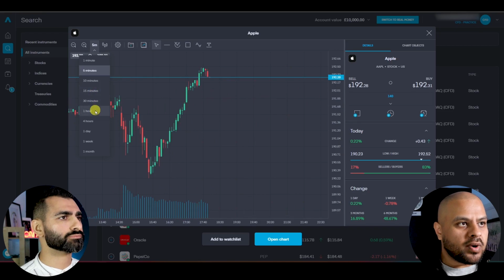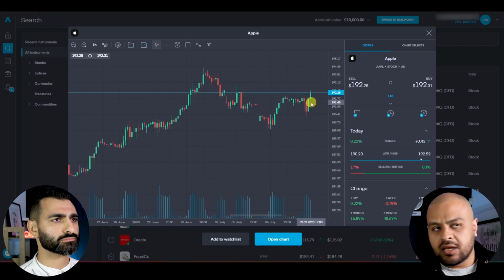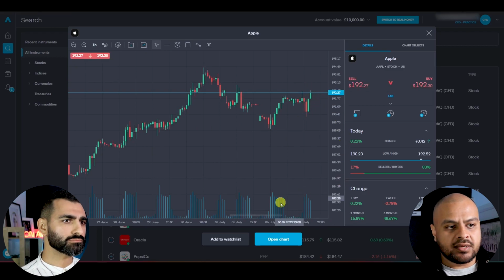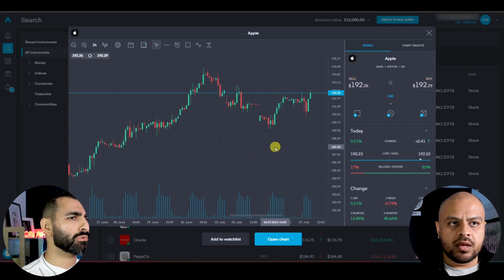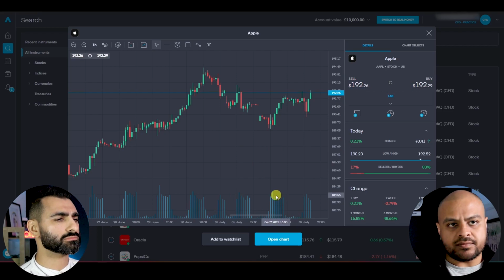Okay. So if we change it to 1 hour, can you see how it changes? So each bar represents 1 hour. And obviously the price is on your right hand side. Down here is the volume, but that's irrelevant for now. Volume in what sense? Volume is how much of that stock is being traded. Right, okay.